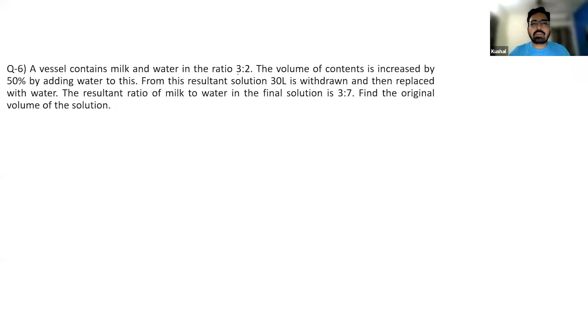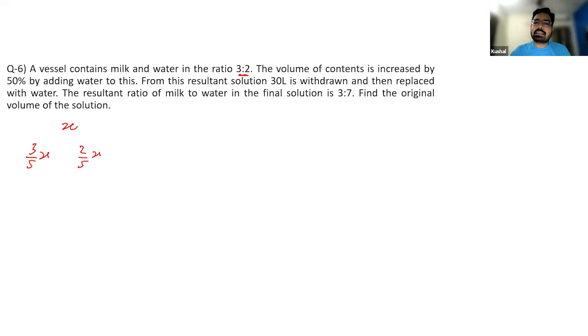A vessel contains milk and water in the ratio of 3:2. The volume of contents is increased by 50% by adding water to this. So you are adding water to this and you are increasing the volume by 50%. So let's say suppose there was the volume X to start with. So your quantity of milk will be 3 by 5x and your quantity of water will be 2 by 5x.